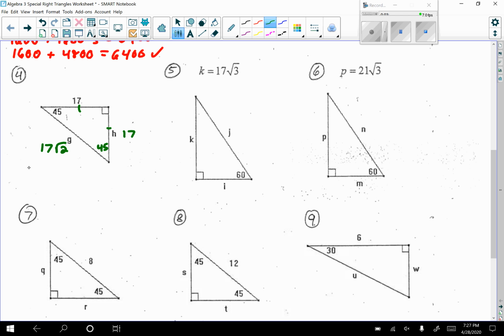And again, you could check if you take 17 squared plus 17 squared, it should equal 17 radical 2 squared. So you could calculate that as well.